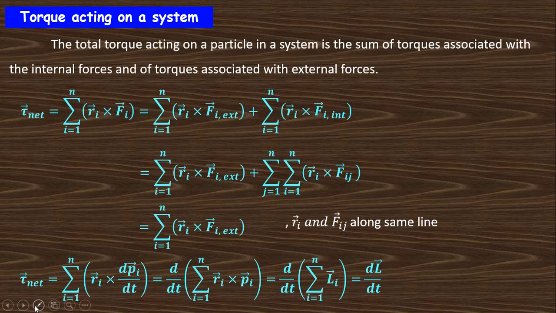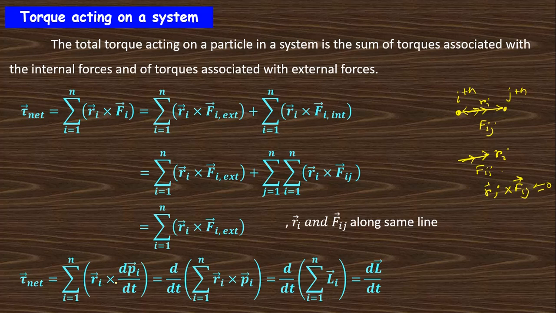Internal means this is the ith particle and this is the jth particle, and in between there is an interaction Fij, right? So the summation of that will be 0, because Ri and Fij are along the same direction, so the cross product Ri cross Fij must be 0. Clear? Next, this will be 0.